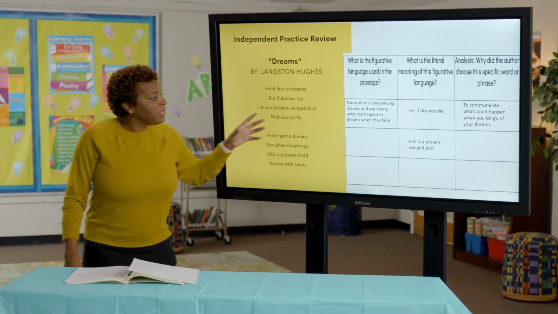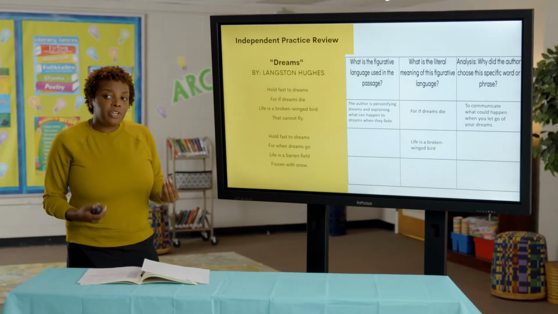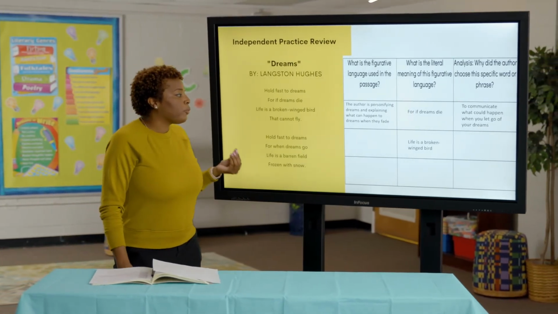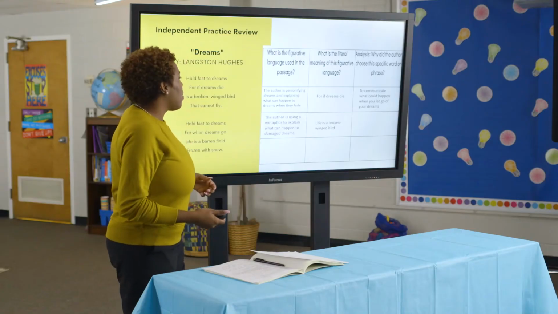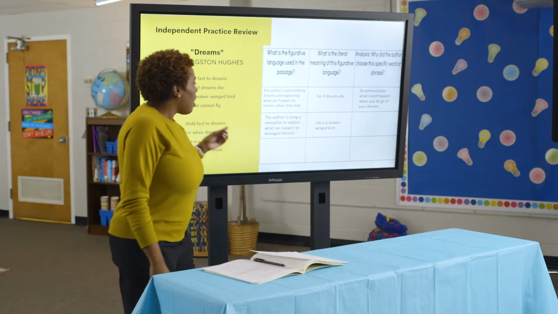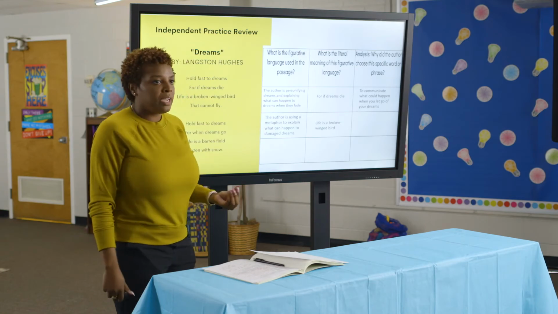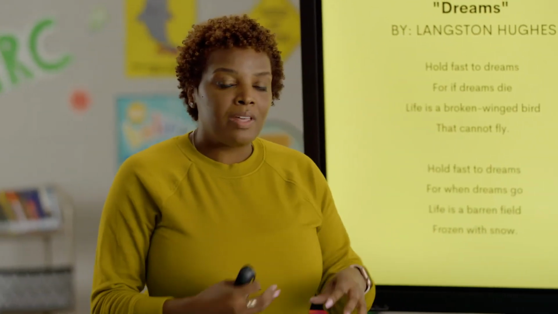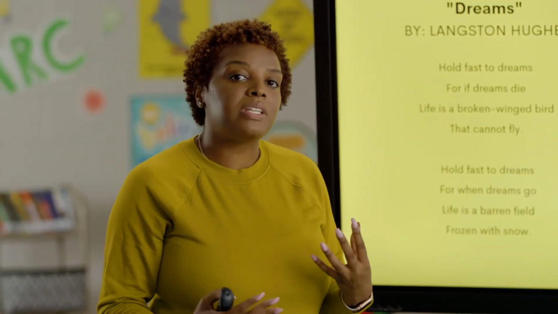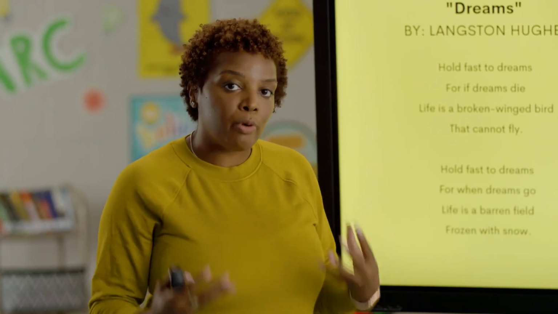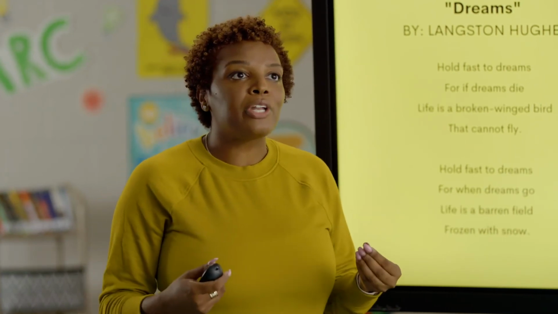The second piece of language that I pulled out that stood out to me figuratively was "life is a broken-winged bird." So figuratively, the author is using a metaphor to explain what can happen to damaged dreams. So if you have a bird that has a broken wing, of course, that represents that the bird is somewhat damaged or broken. And when a bird cannot fly or use its wings, it can't go anywhere in life.